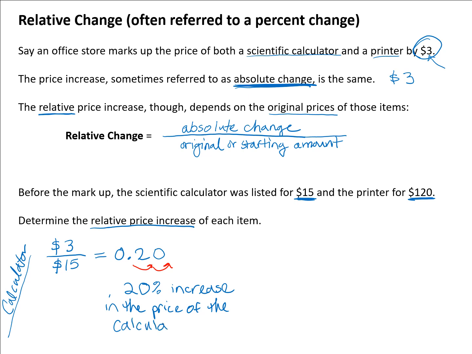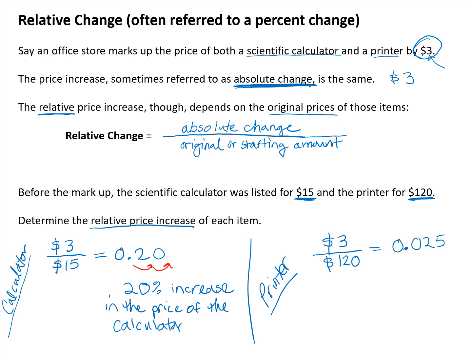Let's do the same thing, but for the printer. So the printer, I'll do on this side, do the same type of calculation, but the printer price, the absolute change was $3, but the original price of the printer was $120. So when we do that division, we get 0.025. Again, the decimal can be changed to a percent by moving the decimal point 2 places. So we get a 2.5% increase in the price of the printer.